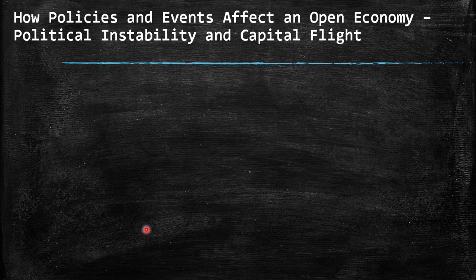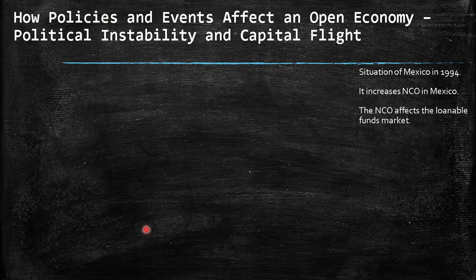So another topic should be political instability and capital flight. A famous example is the situation of Mexico in 1994, when there was an impressive capital flight due to the instability of the political situation. And basically what happens is a lot of money goes out from Mexico. We are going to analyze that from Mexico's perspective, so that we will have here an increase of the NCO in Mexico because of the capital flight.